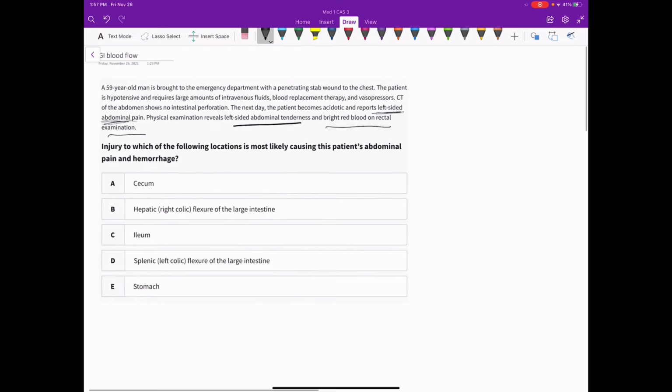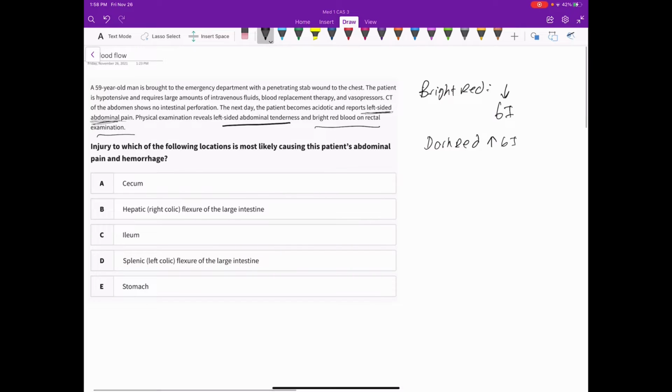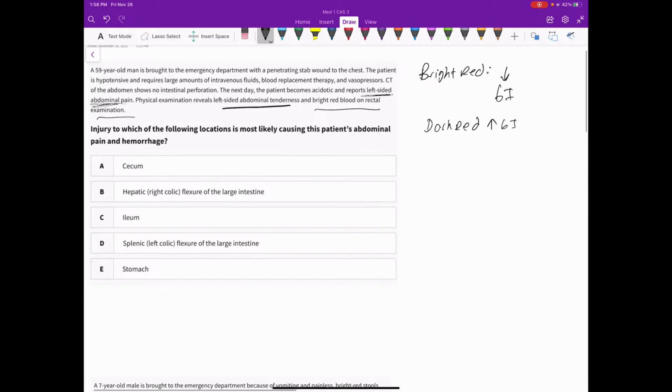Okay, so what is important about this? So bright red, we know it's going to come from the lower part of our GI, and dark red would come from a higher region of our GI. Why? Just because of the way blood flows down. If it's higher up, like the duodenum and jejunum, the blood is traveling further and becomes darker. And if it's lower down, it's just new blood basically, so it's bright red. That's how I'm thinking of it when I'm answering questions. So now it says bright red blood on the rectal exam, and it's on the left side.